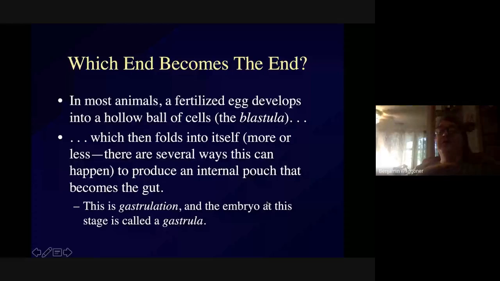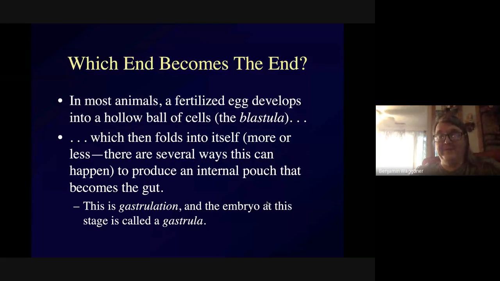Okay, back for the second half. Back for the exciting conclusion of bilateria. So let's cut over to the slides where we were.